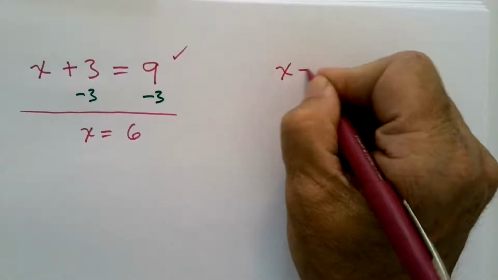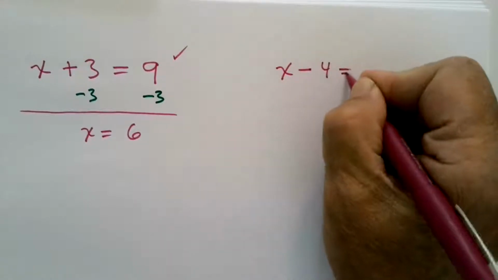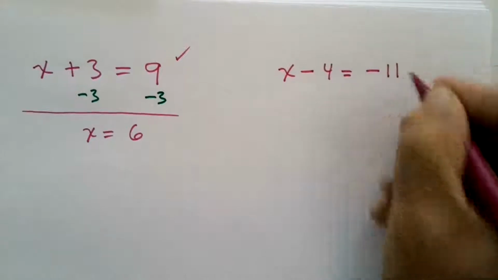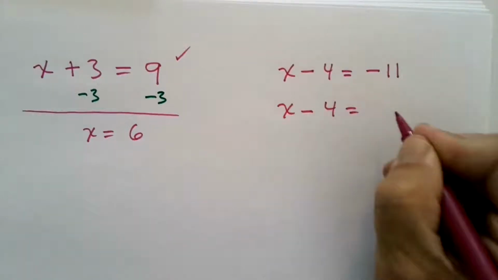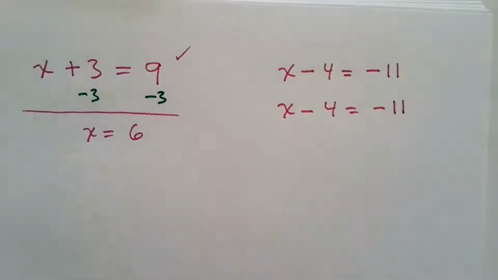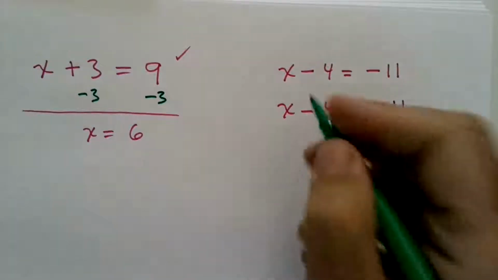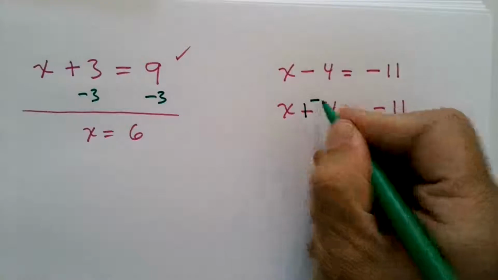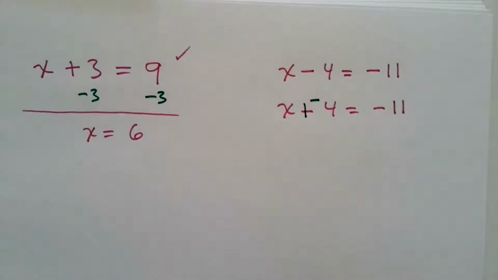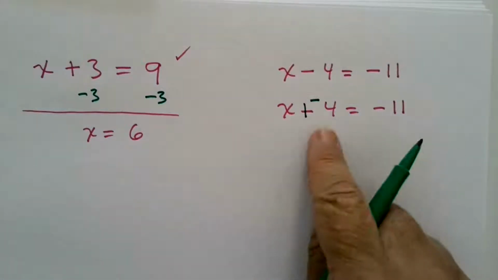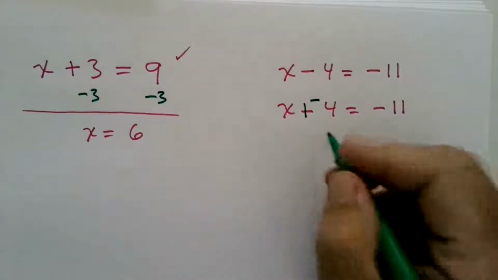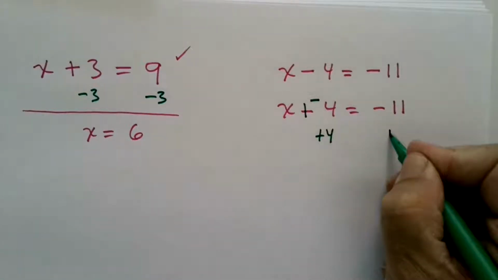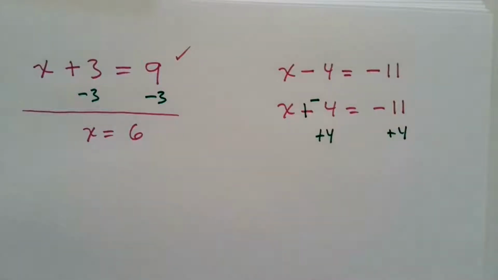Similar problem. If I have x minus 4 equals -11, what I like to do is to change all minus signs into plus negative. So make it x plus -4. I need to get x by itself. I'm adding -4, so to get rid of the -4, I'll add +4 to both sides. Add +4 to the left, add +4 to the right.